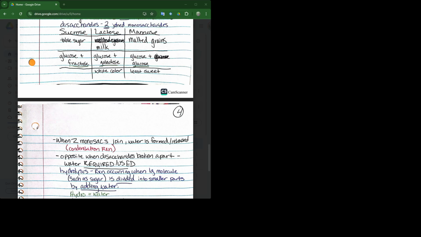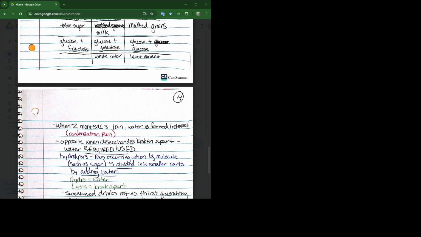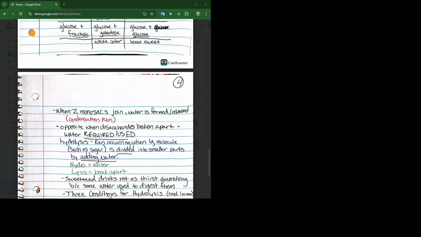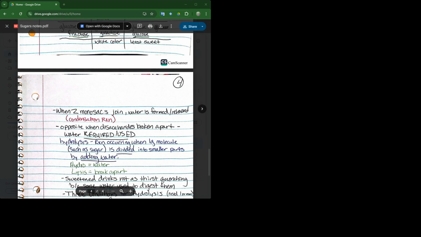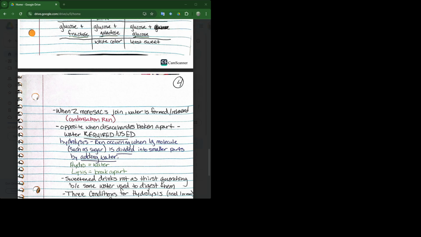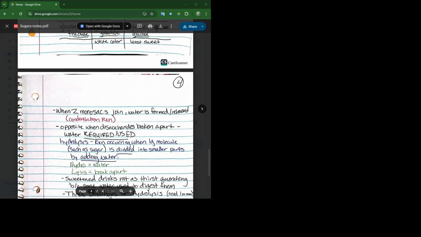Okay, so we just learned that when monosaccharides join, water is formed or released. Well, it's the opposite, right? When disaccharides are broken apart, water is used. Okay, so it's released when they're formed, it's used when they're broken apart. Okay, and so to emphasize that, I am underlining it because then after that, it tells me a lot of things that are like the consequences of that.